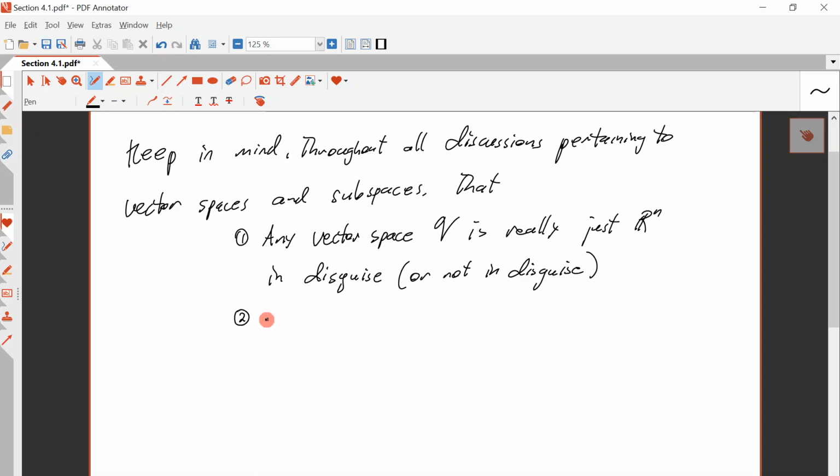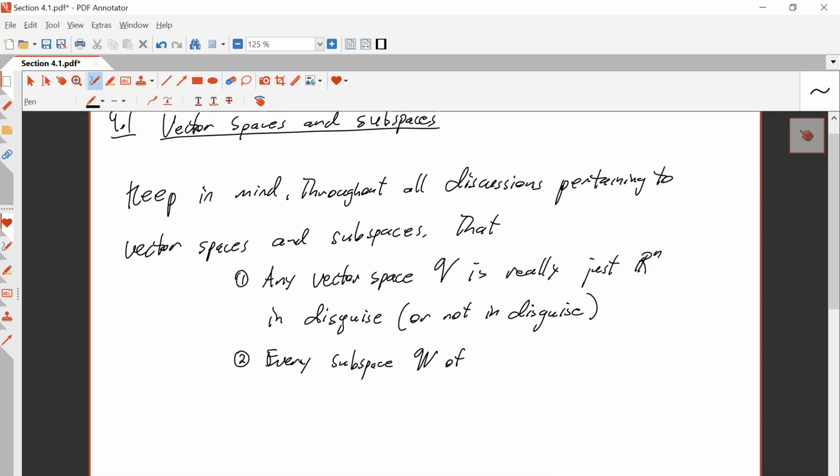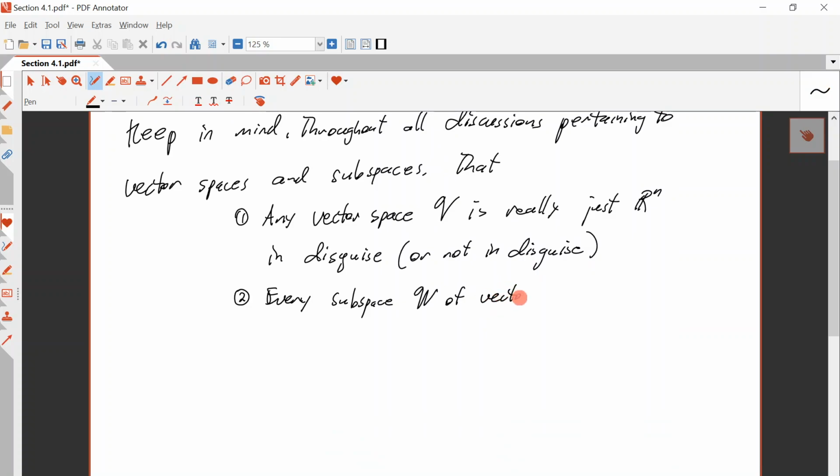2, every subspace W of vector space V is the span of V1 to Vt for some vectors V1 to Vt.